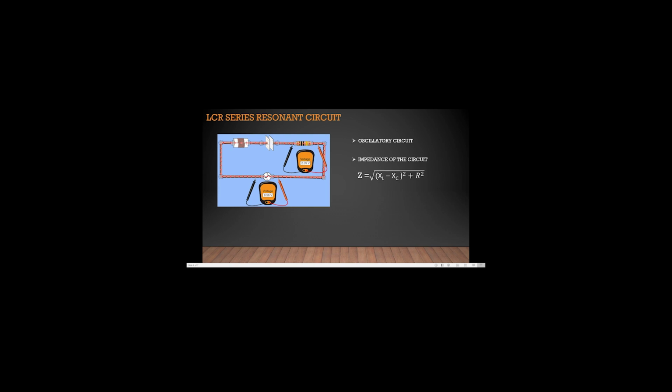Mathematically, it can be calculated as Z equals the square root of (XL minus XC) the whole square plus R square, where Z is impedance, XL is the inductive reactance, XC is the capacitive reactance, and R is the resistance offered by the resistor.